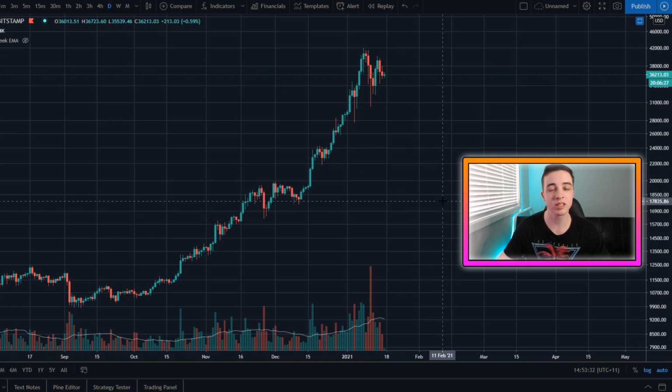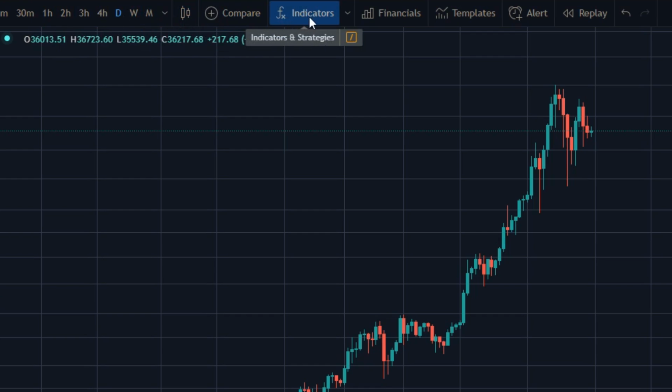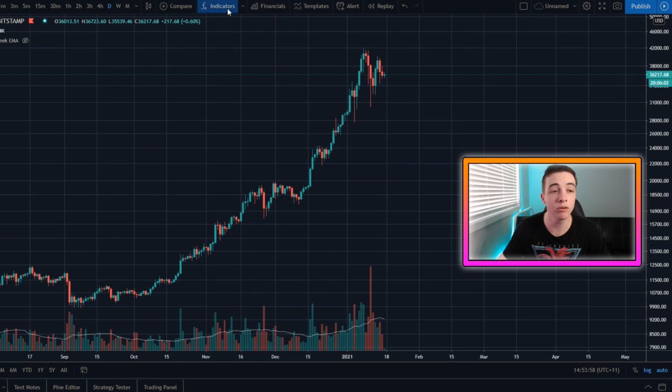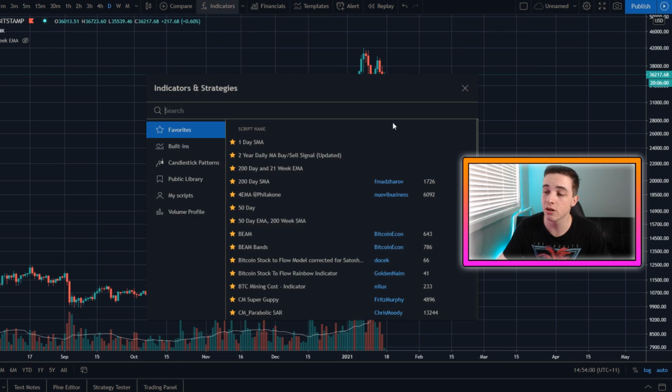But yeah, now that I've explained all of the basics to you, I'll show you how to add indicators to your chart. So once again, if you look up on this top panel here, you'll see this little indicators button. If you click on the indicators button, it'll bring up this window that shows all of the indicators that you can pick between on TradingView. Now you can just use the search bar here to search for specific indicators if you want.